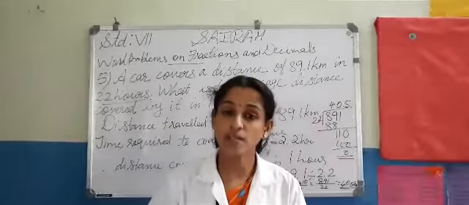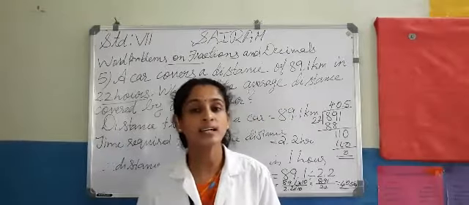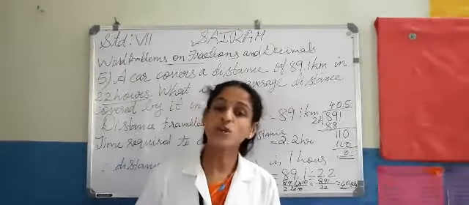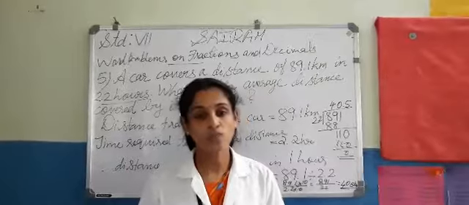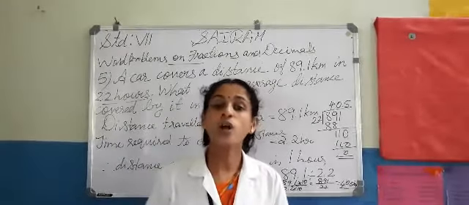Children, in this class we discussed division of a decimal number by 10, 100, 1000, etc. Division of a decimal number by a whole number and division of a decimal number by another decimal number. And also we discussed word problems on fractions and decimals. I hope you all got it well.